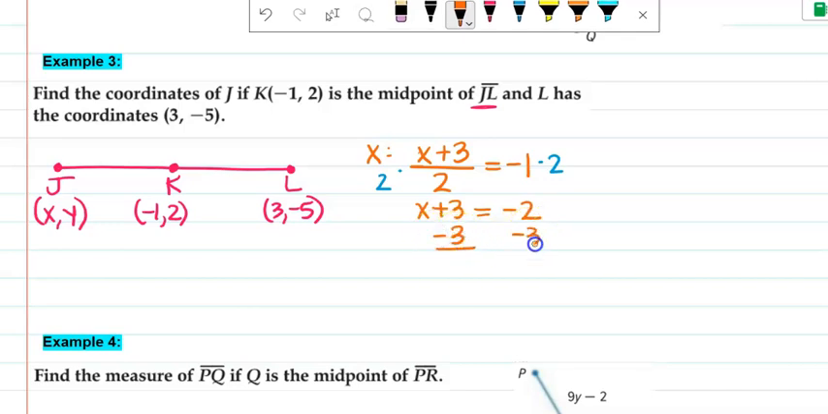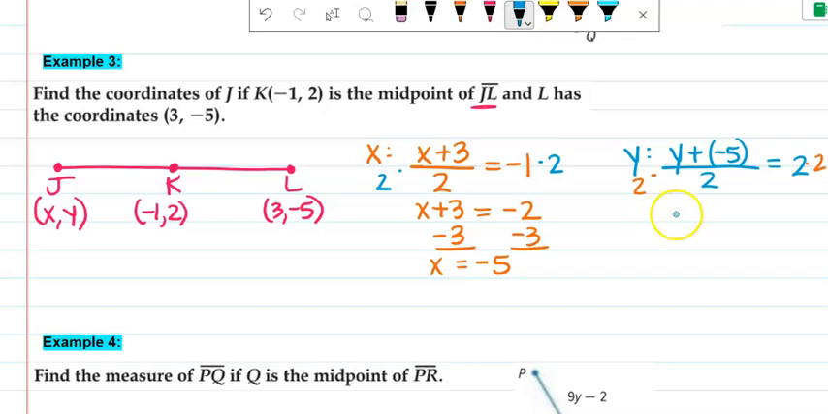Subtract 3, and we get -5. And then we're going to do the same thing for our y's. Our y's are y plus -5 over 2 equals the y coordinate of our midpoint, which is 2. So we're going to start out the same way. Let's go ahead and multiply both sides by 2 to get rid of that fraction.